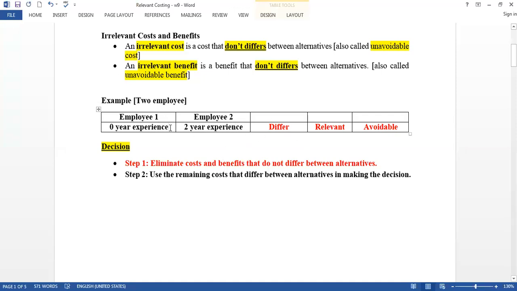Employee 1 has 0 years of experience. Employee 2 has 2 years of experience. Now you can make a decision about which one you need. If you need no experience and you want to pay less money, less salary, then you can select alternative A, the first employee. If you want one experienced person and want to pay more money, then you can select the second one because he has experience. Now you can make a decision, right? Now you can make a decision because there is a difference.